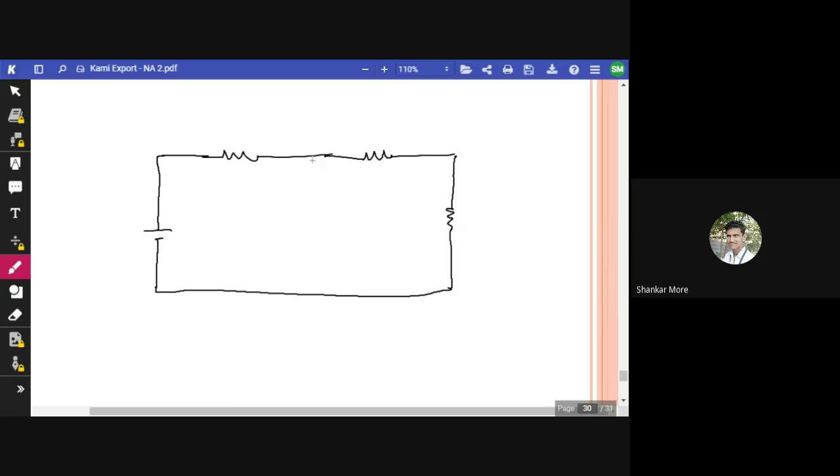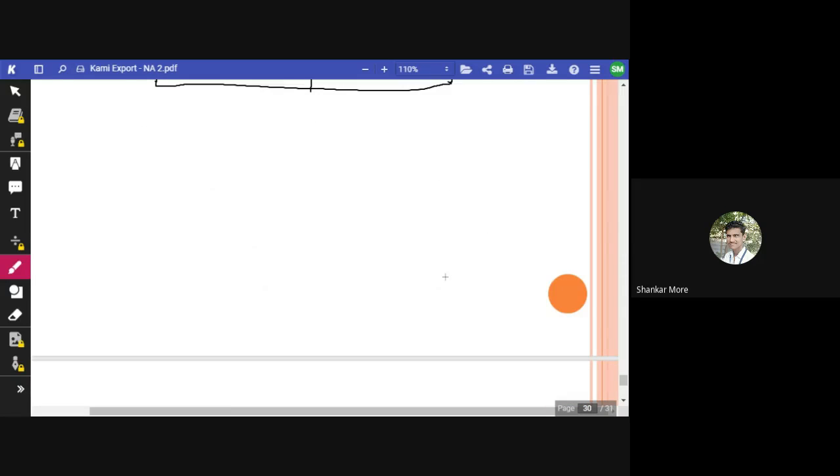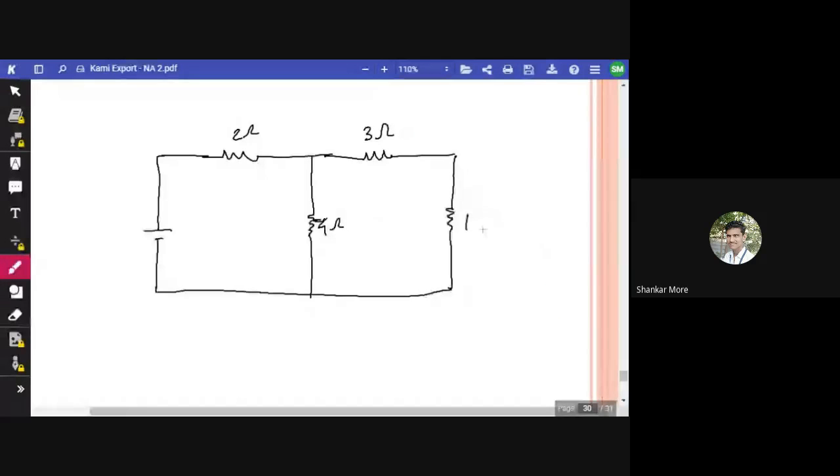Then we have one more resistor here also. So it is 4 ohm, it is 2 ohm, it is 3 ohm, and it is 1 ohm. Sorry, just a second. Yeah, 1 ohm, and this is 2 volt. So this 2 volt battery is here, and current I is flowing through this.